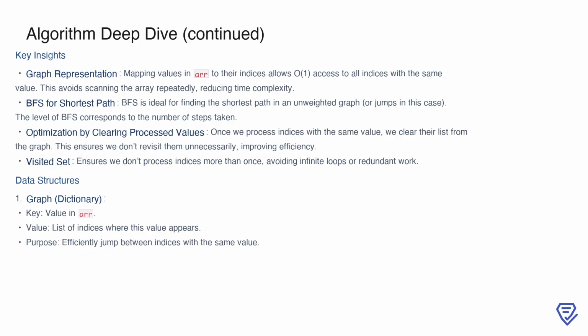Another important optimization is clearing the processed values from the graph once their indices have been used. This ensures that we don't revisit or reprocess indices unnecessarily, which greatly improves runtime efficiency. Finally, the visited set plays a crucial role in preventing cycles and redundant work, ensuring that each index is processed only once. Together, these strategies allow the algorithm to operate efficiently even for large arrays.